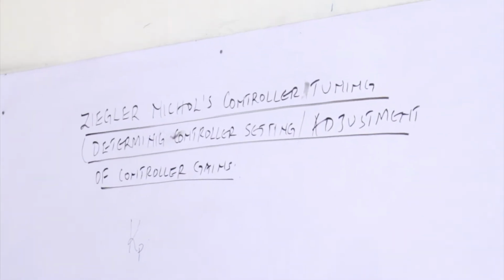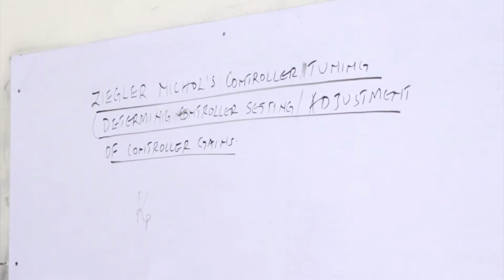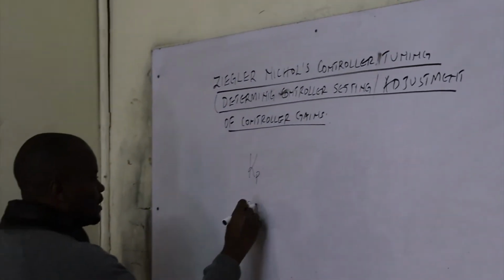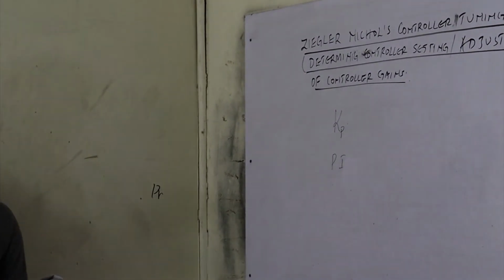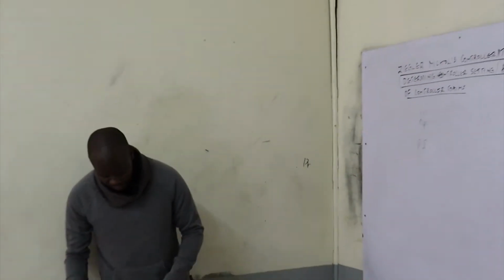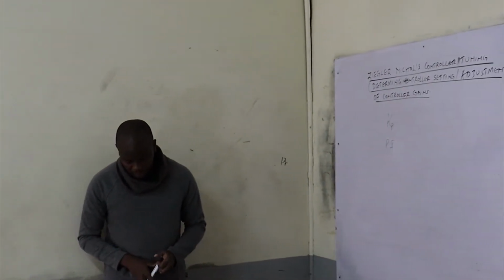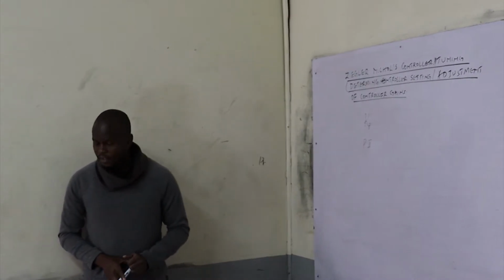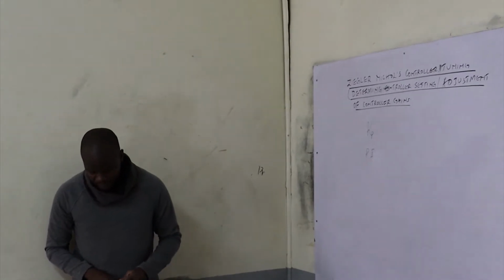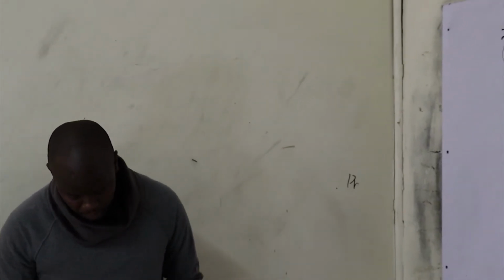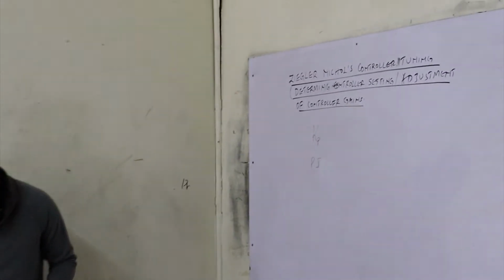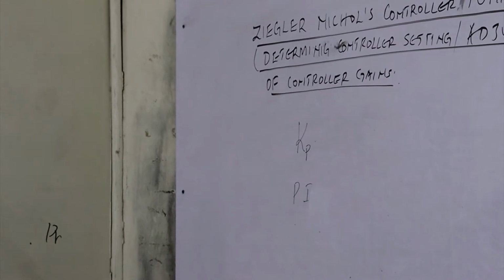For the control system to have the required dynamic behavior, the use of PI, that is proportional plus integral, usually requires the selection of two variables, that is Kp, the constant for proportional, and Ki, the constant for integral. And when you talk of the PID controller, then we usually have three variables: Ki for the integral, Kd for the derivative, and Kp for the proportional.